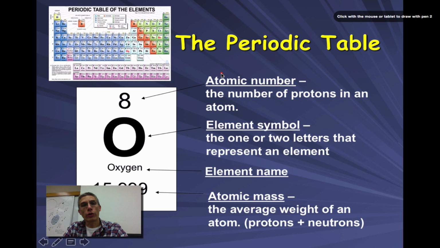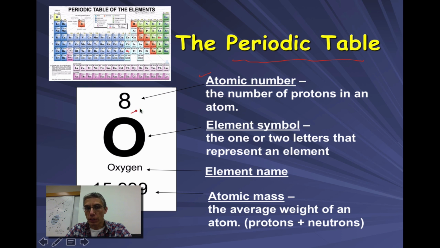As I said earlier, when it comes to how we organize these different elements, we usually use something called the periodic table of elements, and you can see this over here on the left. You're going to see lots of different versions of this table. But the things you need to be concerned with are the atomic number, which is typically right above the symbol for that element.